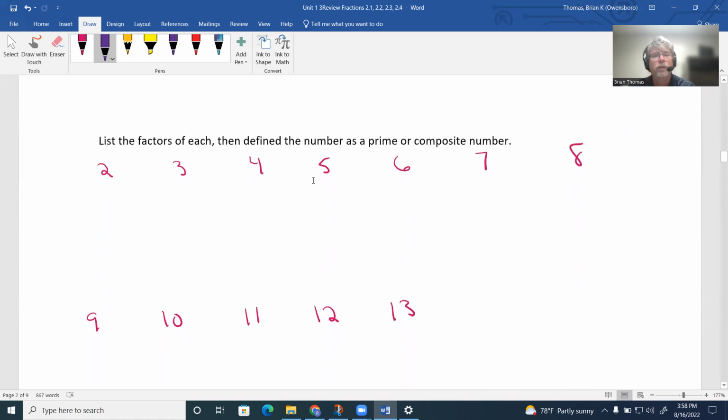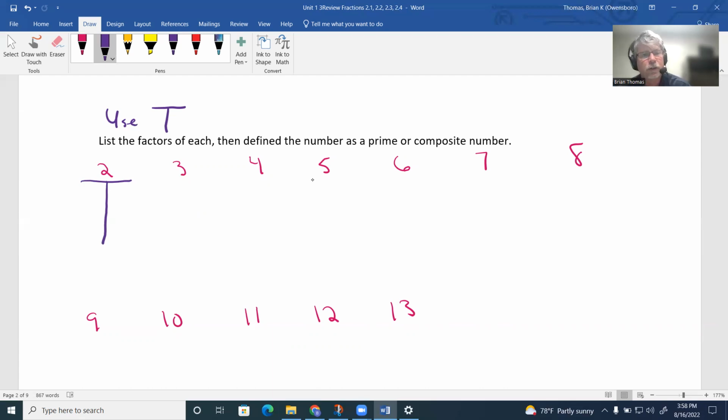So let's look at these numbers here. List the factors of each, then define the number as a prime number or a composite number. To do factors, I usually use what's called a T-chart, what I call a big T. So I'm going to put a big T underneath this 2.